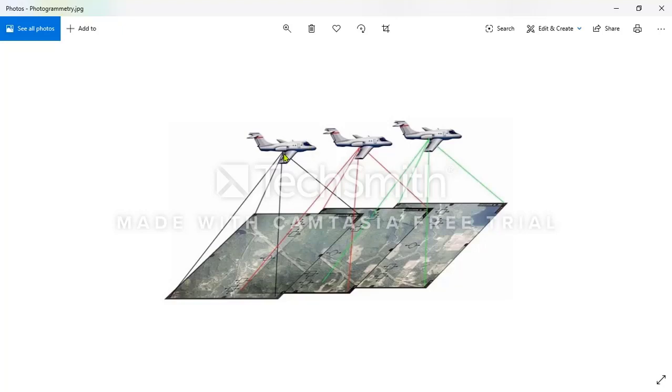This is one exposure station. This is the second exposure station. This is the third exposure station. These points are in the air, right? In the space only. So this is called exposure station.